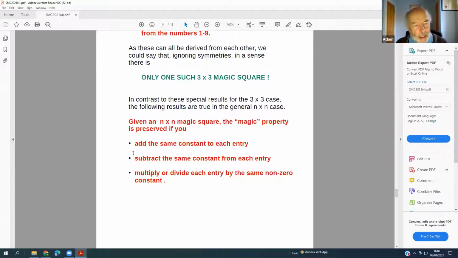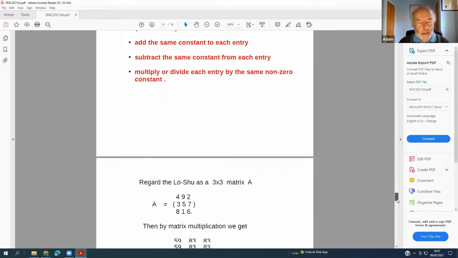So you see, what we did up there was we subtracted 2 from everything. You could add 15 to everything, or you could multiply everything by 3 or whatever. That would trade in one magic square for another. But we'll not go down that route.